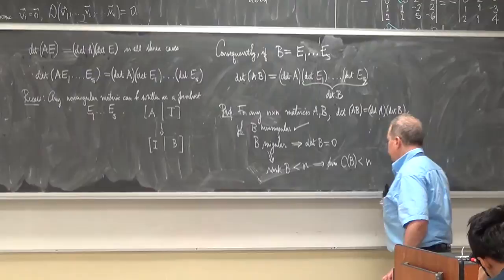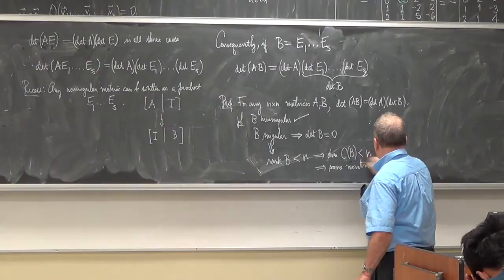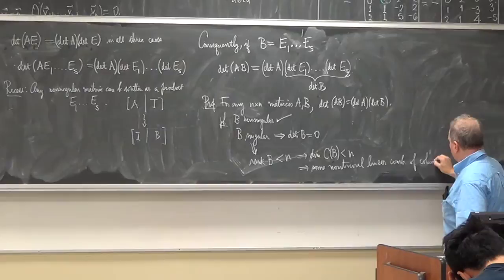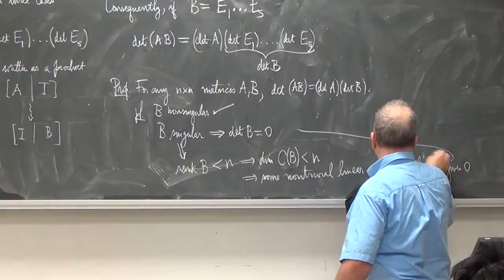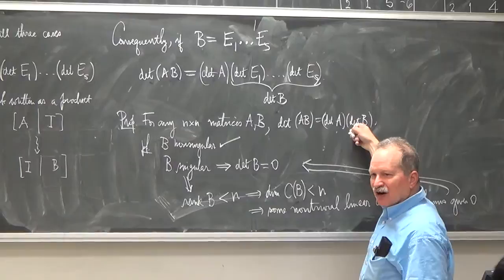Mm-hmm. Some non-trivial linear combination of the columns gives zero. And that is going to imply from what we were doing earlier today that the determinant is zero. All right, so if B is singular, the determinant of B is zero.